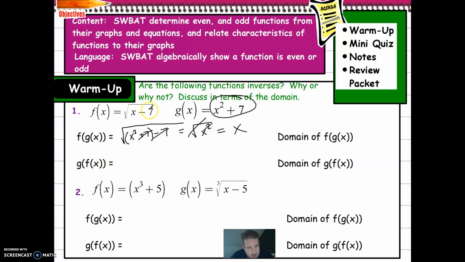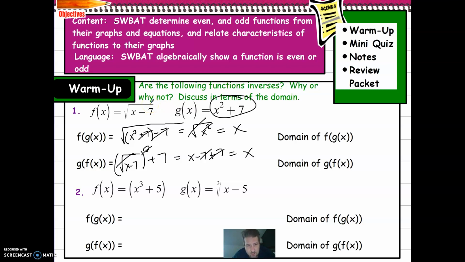If I do the same thing going the opposite direction, I'm going to take this and plug it in for x, so it's this x minus 7 being squared and then added to 7. Well, first things first, once again, squared and square roots are inverse of each other, so you're left with just x minus 7 and then added to the 7, which these cancel out, and you're left with x as well. So you are left with the same thing, which makes you think that these two are inverses of each other.